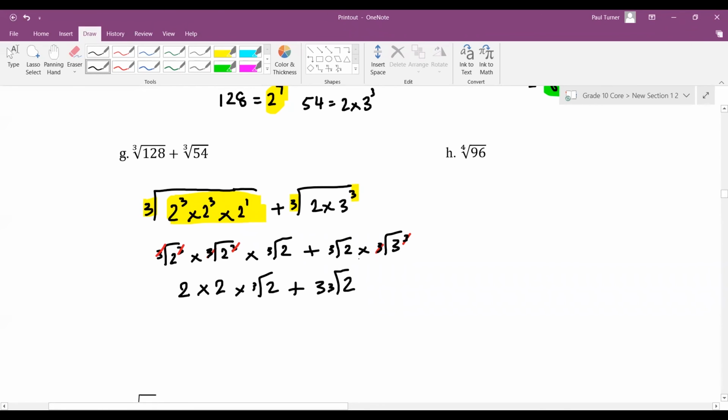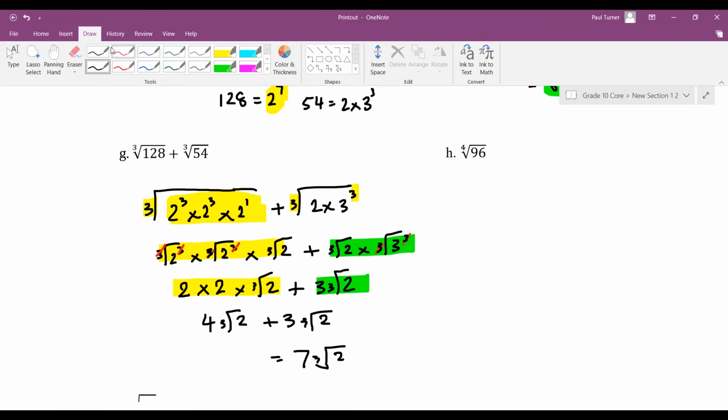Like that. That's from this one here. So this one in yellow is here. And this one in green, that's here. So you're going to get 4 cube root 2 plus 3 cube root 2, which is 7 cube root 2. Like that. That should be okay now. Let's do that in blue.